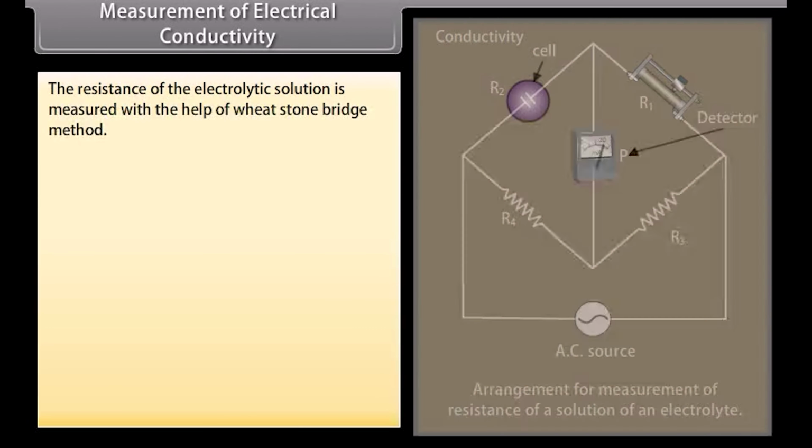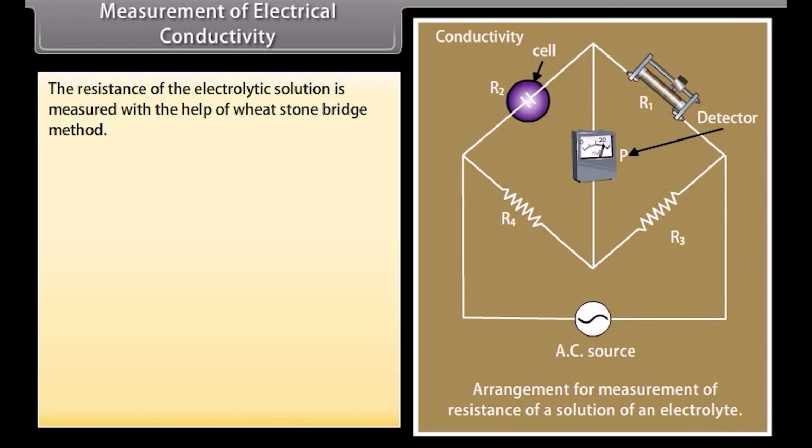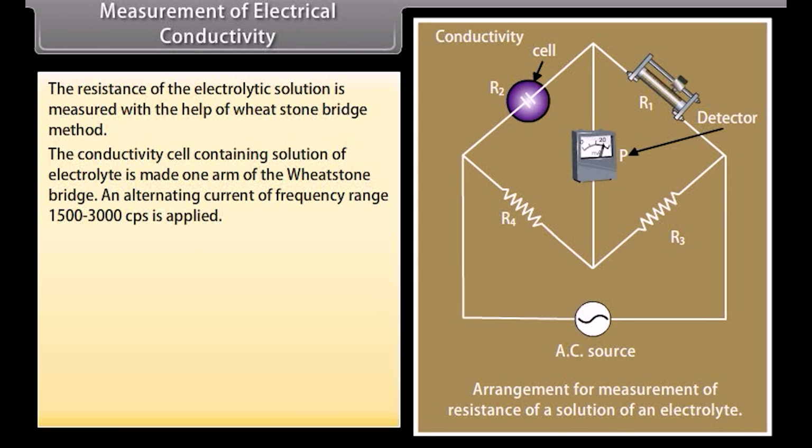Measurement of electrical conductivity. The resistance of the electrolytic solution is measured with the help of Wheatstone bridge method. The conductivity cell containing solution of electrolyte is made one arm of the Wheatstone bridge. An alternating current of frequency range 1500 to 3000 cycles per second is applied.